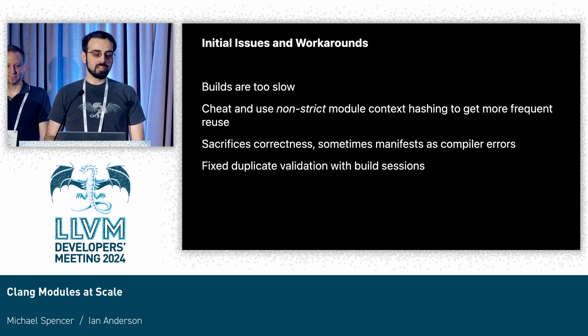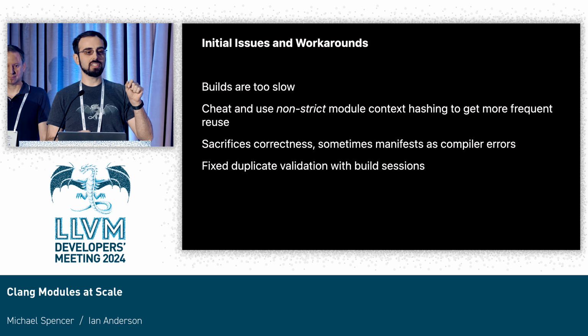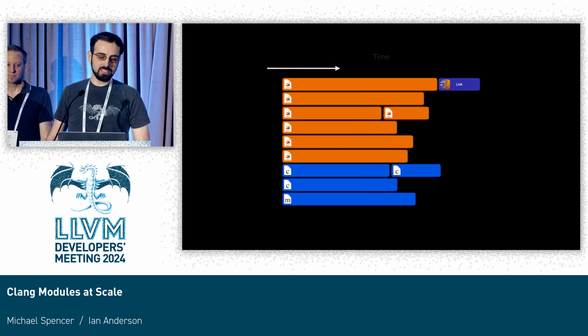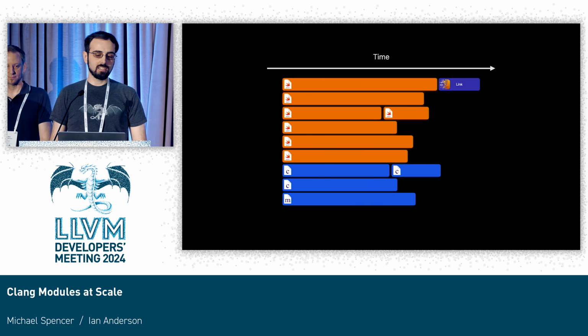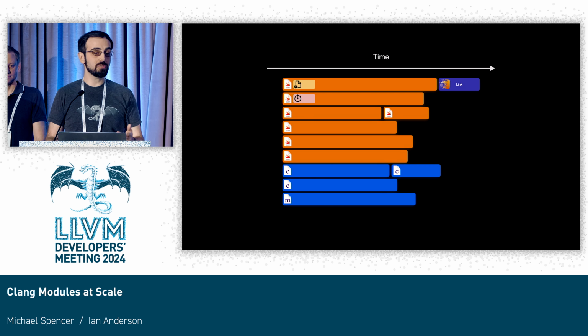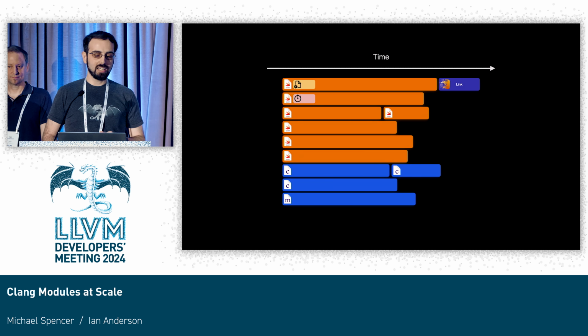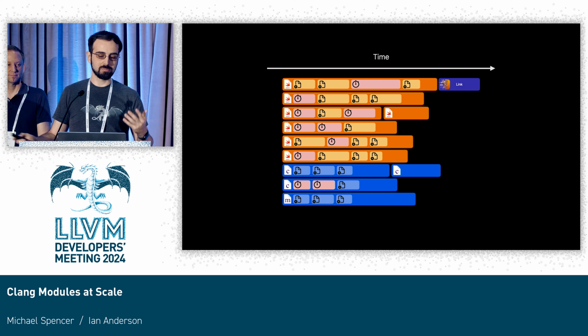Now, the duplicate validation was fixed by this concept of build sessions, a very minor change to the build system, where it can tell Clang, at this point in time, anything after that has already been validated. So here we have an example build. This is like Swift, C, and Objective-C code. And it's compiling some code, discovers, oh, I need a module, so let me go off and build it. Some other code, another translation unit, also needs that same module, so it's going to stop and wait. And this kind of happens all over the build. And this is basically what a build with implicit modules looks like.